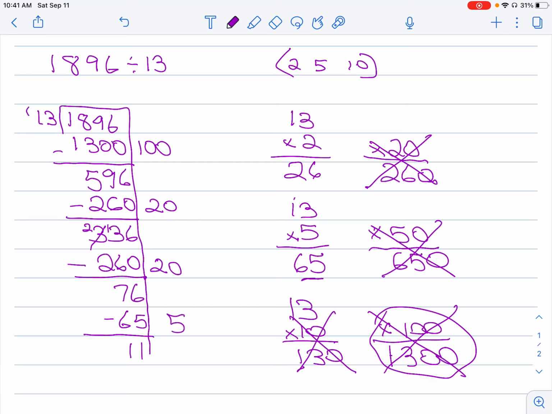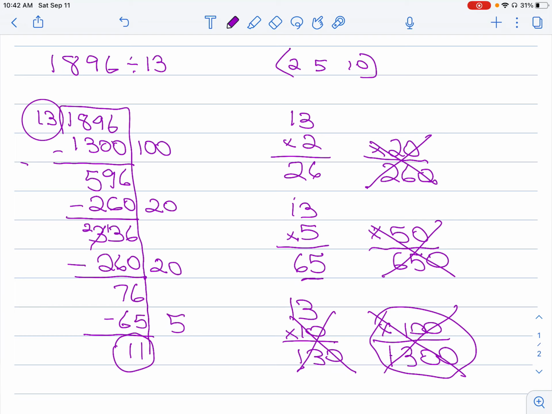My divisor is 13. So, whoops. So 11 is less than 13, so 11 will be my remainder. Okay, you don't have to divide anymore when you get to a number which is less than your divisor. But before you finish, you got to add up your partial quotients.